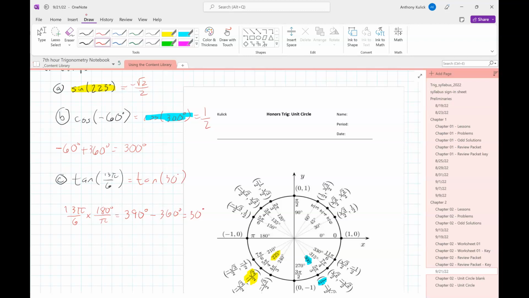Oh, okay. And I remember that I'll find 30 degrees on my unit circle. There it is. And I remember that tangent is y over x. Everybody okay there? If I reduce that fraction, I end up with 1 over square root 3. And then if I rationalize my denominator, that's going to be root 3 over 3.